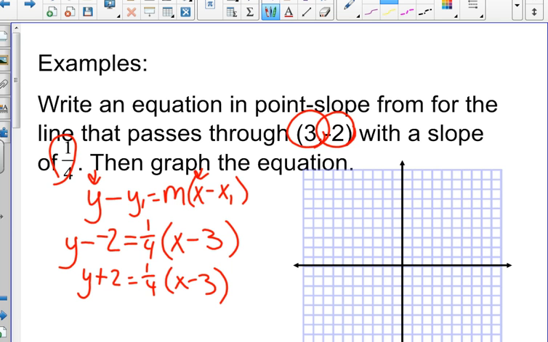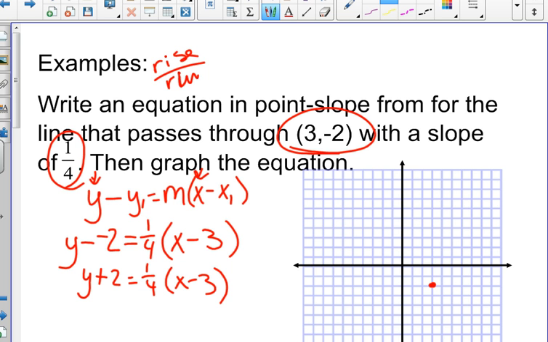Now to graph it, you don't even use the equation. You just use the fact that our slope is 1/4 and our point is 3, -2. Always graph our point first. So 3, -2, so we go over 3 and down 2. That's our first point. Then we use our slope, which is rise over run, remember. So from our point that we graphed, we're going to rise 1 and run 4. So from here, we're going to go up 1 and over to the right 4 because it's positive. 1, 2, 3, 4. There's our second point.